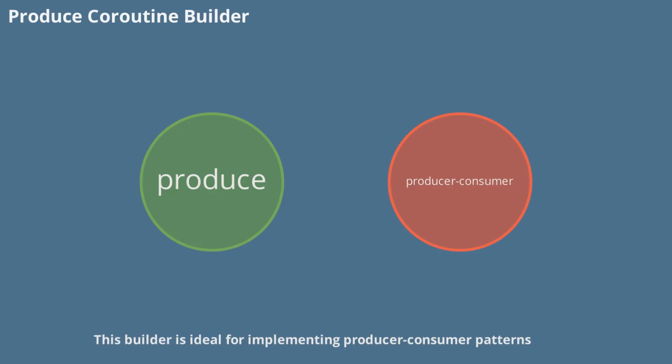This builder is ideal for implementing producer-consumer patterns, where a producer sends data items to one or more consumer coroutines. Produce simplifies streaming and coordination of data between coroutines.